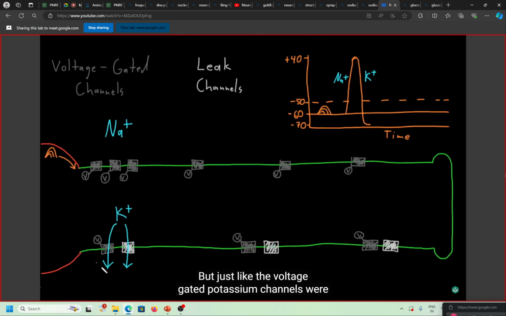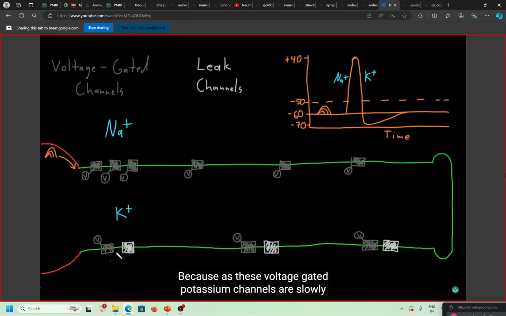But just like the voltage-gated potassium channels were a little slower to open than the voltage-gated sodium channels, the voltage-gated potassium channels are also a little slower to close, so that it takes a little longer for this exit of potassium to stop. And that's why there's this little bit of a longer period at the end of the action potential till we kind of slowly settle back into the resting membrane potential.